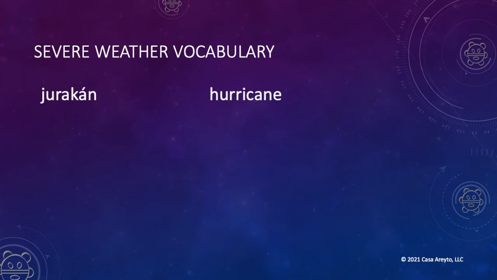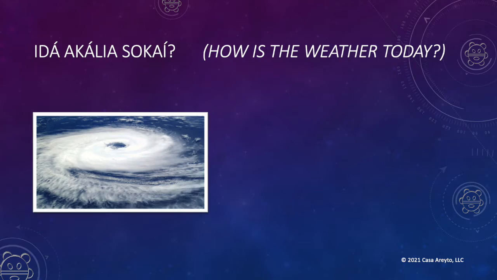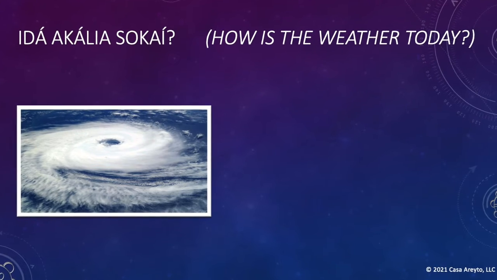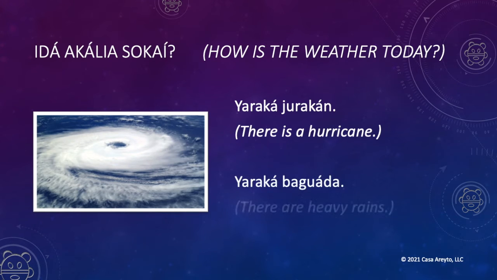Huracán, hurricane. Vaguada, heavy rains. Ayulabo, drought. Now let's take a look at the picture to answer the question, Ida akalia sokai, how is the weather today? Imagine it's the hurricane season in Boriken, for example. Yaraka huracan, there is a hurricane. Yaraka baguada, there are heavy rains.